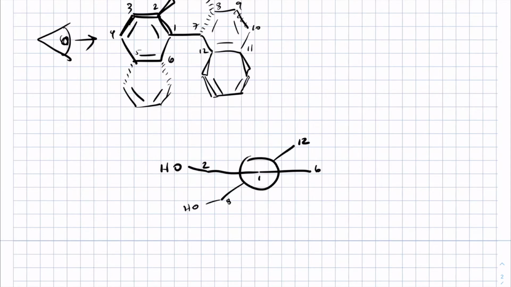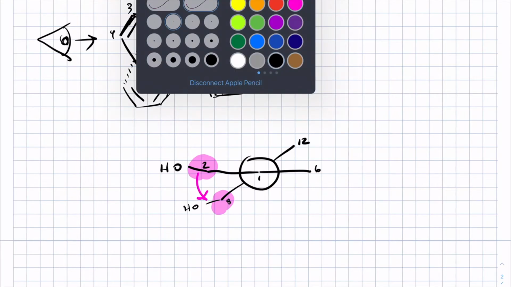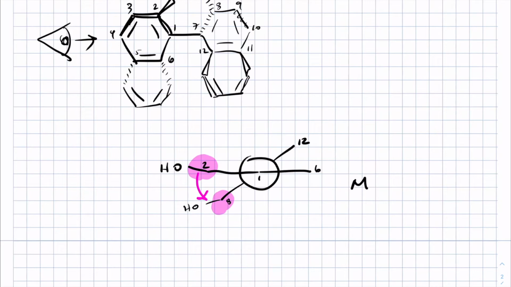Now, if you want to assign chirality, you simply say, okay, which group on the front, 2 or 6, has the highest priority? They're both carbons, so you look at what they're bonded to. Carbon 2 is bonded to an oxygen. That beats everything else that carbon 6 is bonded to. So 2's the priority here. 8's the priority there. Again, 2 to 8. That looks like a counterclockwise rotation, so we would call that M chirality.